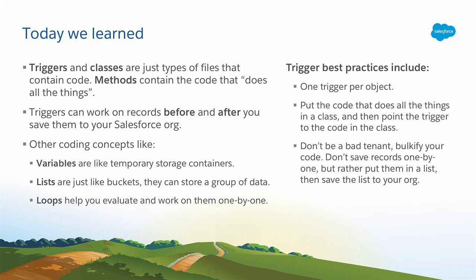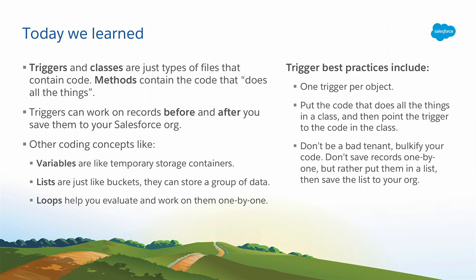Triggers can work on records before you save them, before you commit them to the database, or afterwards. And there's different things that they do really well on either side. We learned about variables. They're just temporary storage containers that contain things just for the life of the method or the class. And then the lists are a type of variable. They store things temporarily, but they are kind of like a bucket, and they contain lots of things. And we can work on them as a group. And loops are a built-in kind of coding functionality that allows you to take something out of a list, evaluate it, do something with it, and then go on to the next one. Lots of really good built-in functionality there.